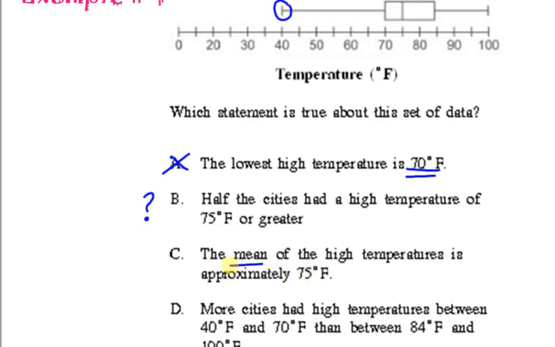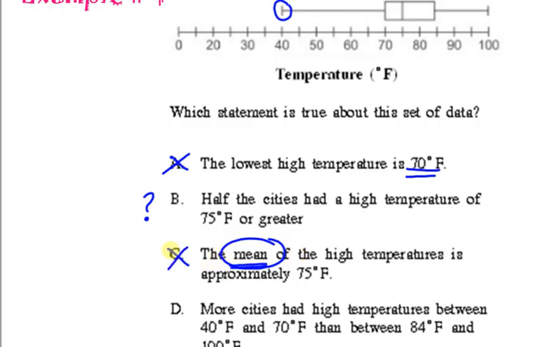The mean of the high temperatures is approximately 75. Now, I'm going to tell you right now, when you see mean, it is usually impossible to figure out the mean of a box and whisker plot.